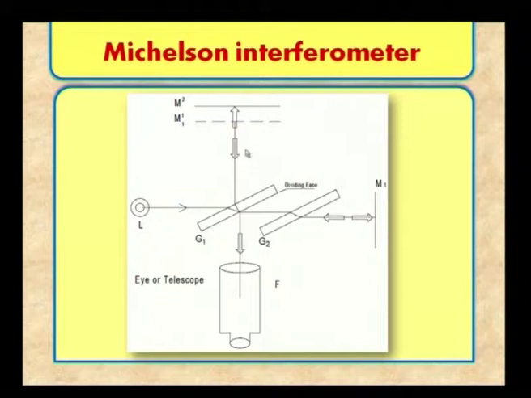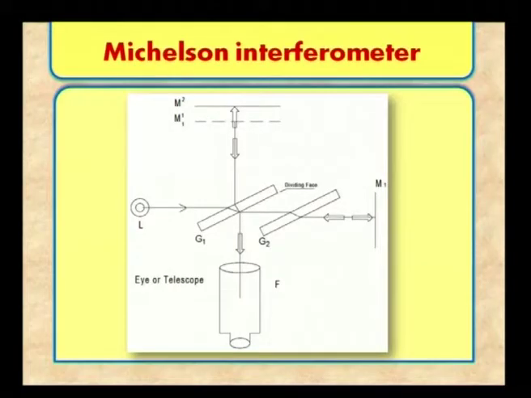These two mirrors will be mutually perpendicular to each other. The light rays which are getting reflected from the two plane mirrors M1, M2 come back, and they will interfere with each other. Whatever you see after the interference occurs, whether constructive interference or destructive interference, can be seen through the telescope or eye. You can have an eye or telescope kept here.